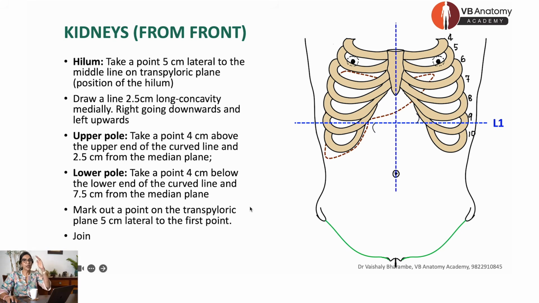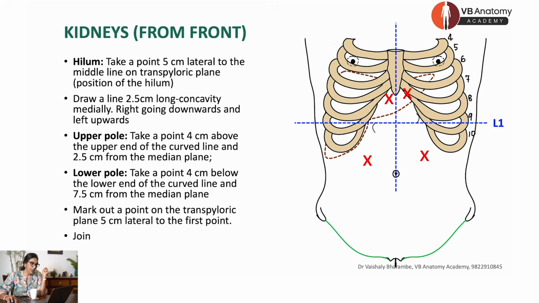Now you have to draw an upper pole of kidney and a lower pole of kidney. Upper pole of kidney 4 centimeter above the upper end of the curved line. On the right side here, on the left side higher. Lower pole 4 centimeter below but 7.5 centimeter from the median plane. Remember, your kidneys are not like this, they are like this, right? So the upper pole is much closer, the lower pole is much away from the midline. So these are the plots for the lower pole.